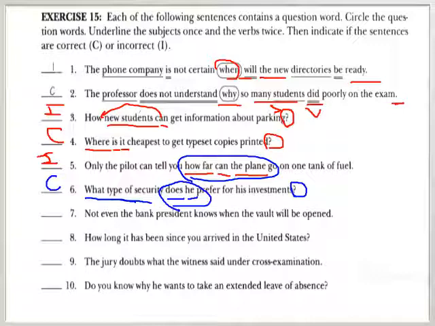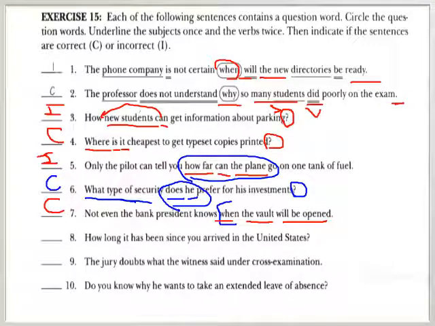Fine. Number 7. Not even the bank president knows when the vault will be opened. Okay, now let's have a look at this, since this is the question word. When the vault subject will be opened, the verb. Okay, subject verb, not inverted. Fine. This is a sentence, so there's no need for inversion, and the sentence is not inverted, so it is correct.